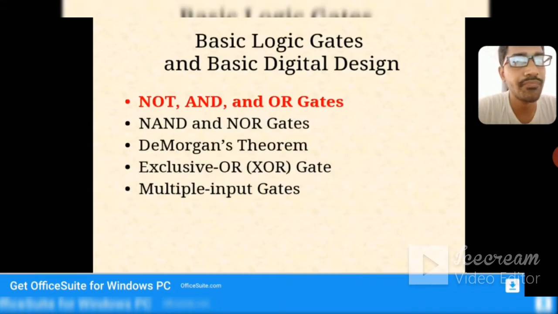NOT and OR gates, these are called basic gates. NAND or NOR are called universal gates, and the rest of the gates are called extra gates. So in this chapter we will discuss about NOT and OR gate, NAND gate and NOR gate. There are also XOR and XNOR gates, that is called exclusive OR and exclusive NOR gates, and some other things.